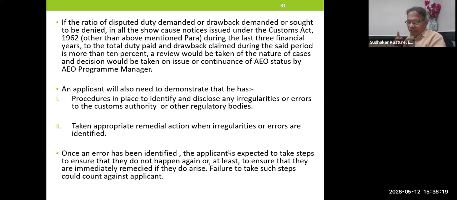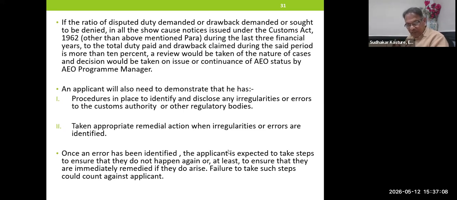An applicant will also need to demonstrate that there is a procedure in place to identify and disclose any irregularities or errors to the customs authority or other regulatory bodies. In other words, you must have a proper SOP. Third, take appropriate remedial action when irregularities or errors are identified. If any mistake is found in your operations, some irregularity has been found, you must take remedial action. Like companies have internal auditors, if they come out with some sort of irregularity, then it is the responsibility of the company to take remedial action. Same story.